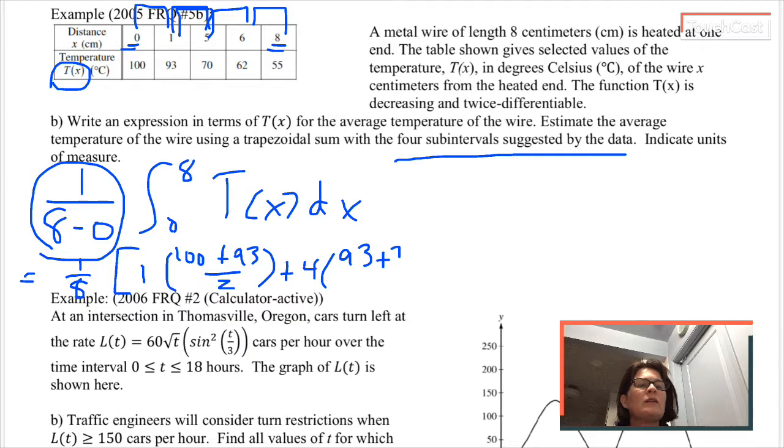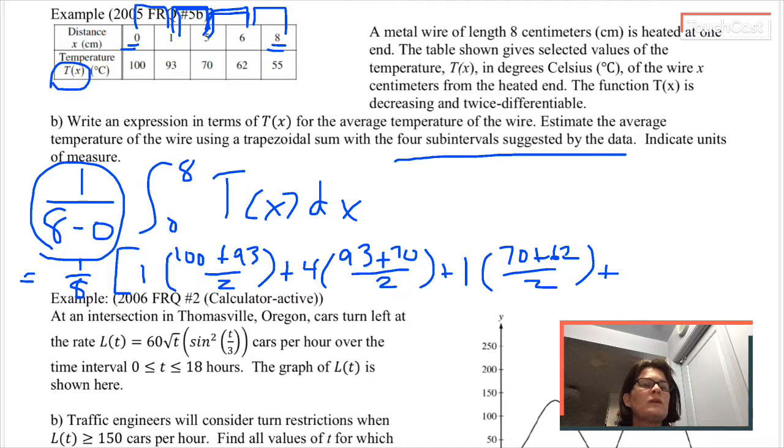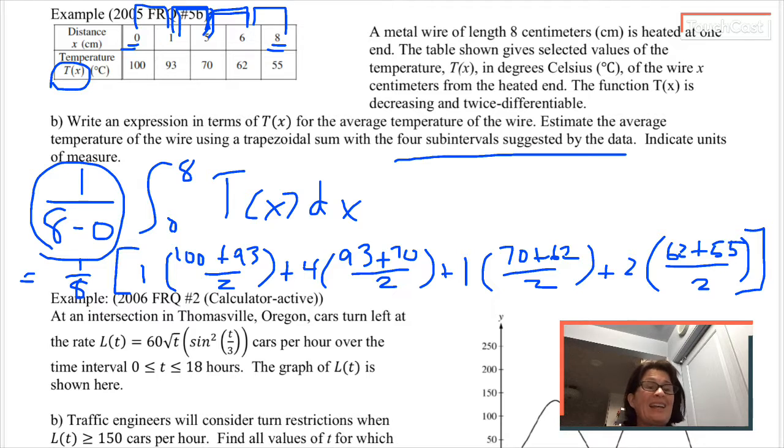Average of 93 and 70, plus the distance between 5 and 6 is 1, and the average of 70 and 62, plus the difference between 6 and 8 is 2, and then the average of those two heights. So I'm going to get a calculator and simplify that. You should do the same thing.